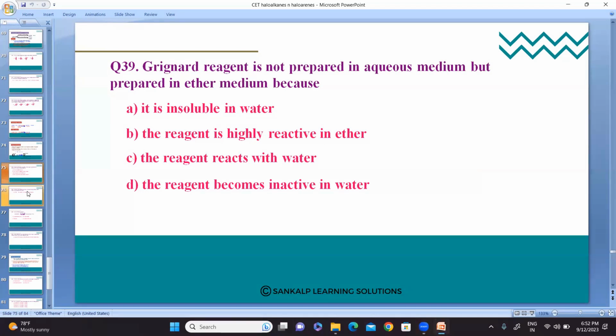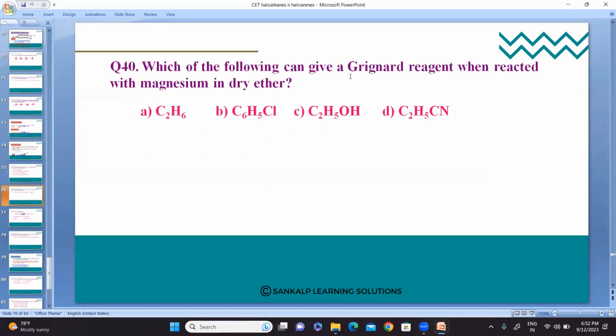Next question. Which of the following can give a Grignard reagent when reacted with magnesium in dry ether? So which will react with magnesium in dry ether and give a Grignard reagent?